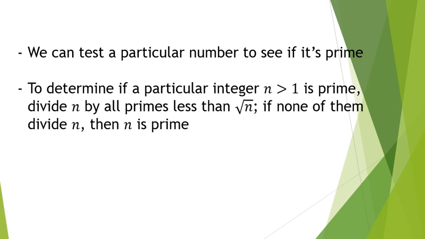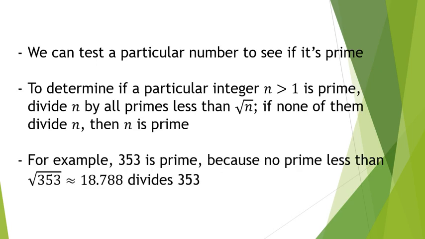If you have to determine if a particular integer n, which is positive and more than 1, is prime, you have to divide n by all primes that are less than the square root of n. If none of those primes nicely divide n, then n is prime. If even one of those primes does indeed divide n, then n is not prime.